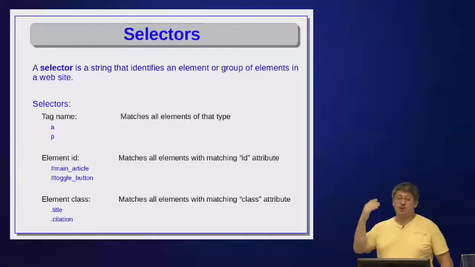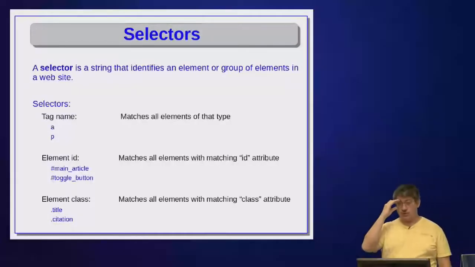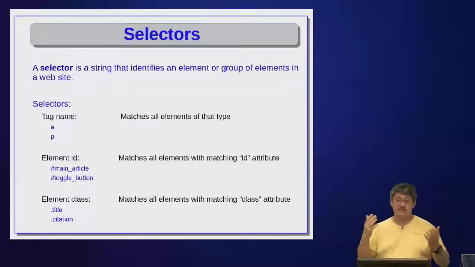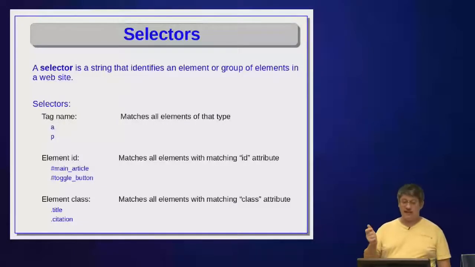Sometimes we want to match multiple things in a page. We can do that with a class attribute. And so we can specify that a CSS pattern should apply to a class of elements by saying dot and a class name. So dot title and dot citation, for example, would match any element in the title class or in the citation class.